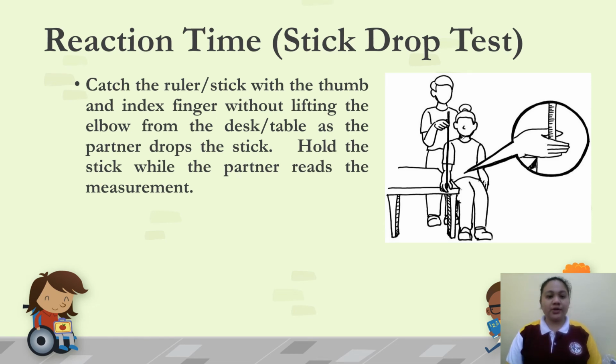Catch the ruler or the stick with the thumb and index finger without lifting the elbow from the desk or the table. As the partner drops the stick, hold the stick while the partner reads the measurement. So, naka-steady lang po yung kamay natin. Hindi po natin hahabulin yung ruler. Kung ano lang po yung nakatch natin or nasambot natin, hanggang dun lang po yun. Do it 3 times.